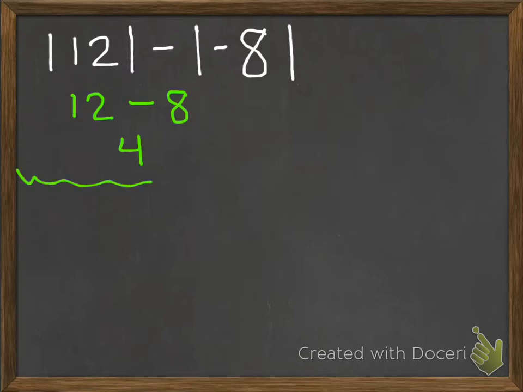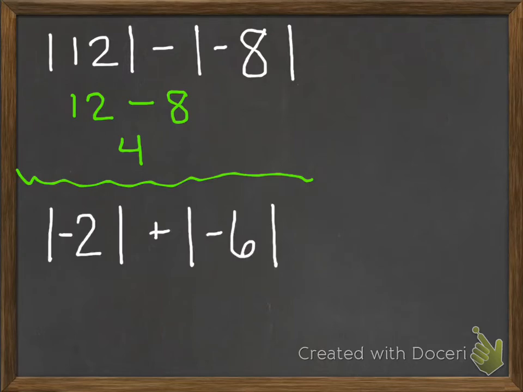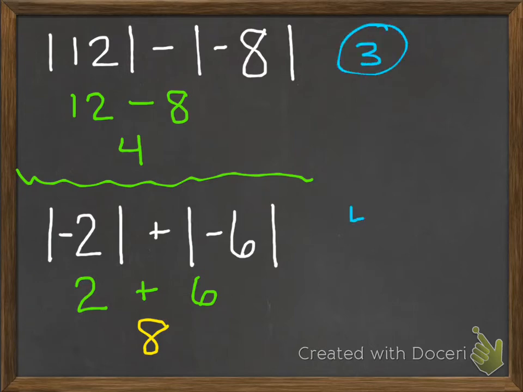I'm going to just draw a little squiggly here. Also, you could do a problem like the one shown here, the absolute value of negative 2 plus the absolute value of negative 6. So just below that, I'm going to write a regular 2 because the absolute value of negative 2 is 2. And then the absolute value of negative 6 is 6. And now 2 plus 6 is going to give you 8. You can label these problems number 3 and the one down here number 4.